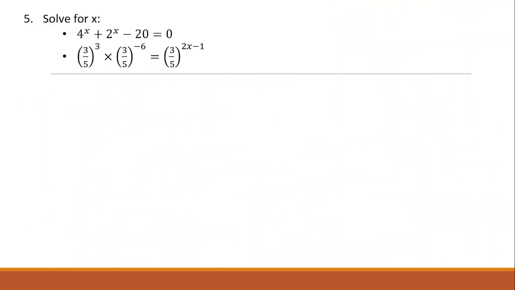Now there is a question number 5. In question number 5 there are two parts. Okay, the first one is very interesting. We have to find the value of x. Okay, let's just do it. The first question is this: 4 to the power x plus 2 to the power x minus 20 equals to 0.